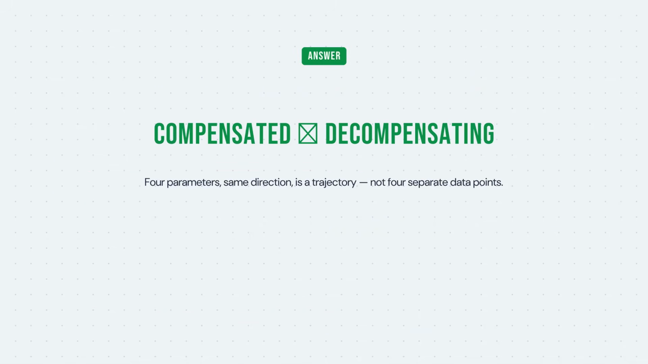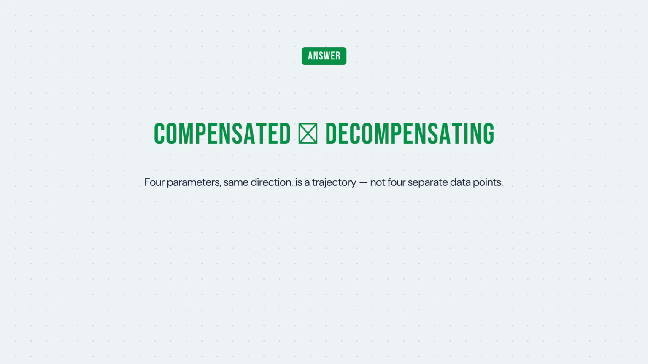Every parameter is moving in the same direction. Rising rate, falling pressure, falling output, declining mentation. Any single one could be explained away. Together, and moving the same way, they are compensated shock progressing toward decompensation. The patient did not become critical at the fourth set of vitals. They became critical around the second, and the fourth is just when it became obvious.